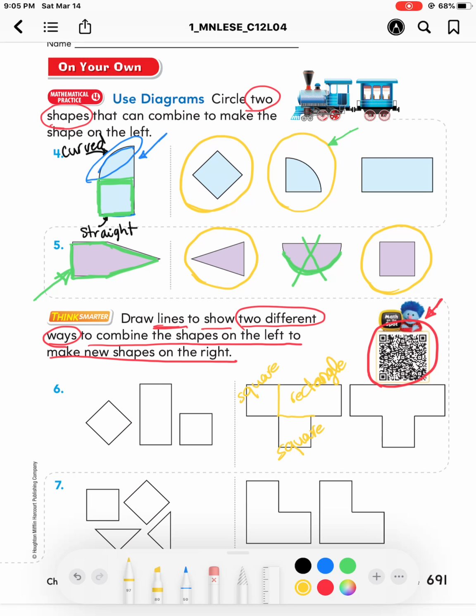Now we need to use other lines to show another different way to combine the shapes on the left to make new shapes on the right. We can do it like this and like this. So we have here a square, here another square, and in the middle we got the rectangle.